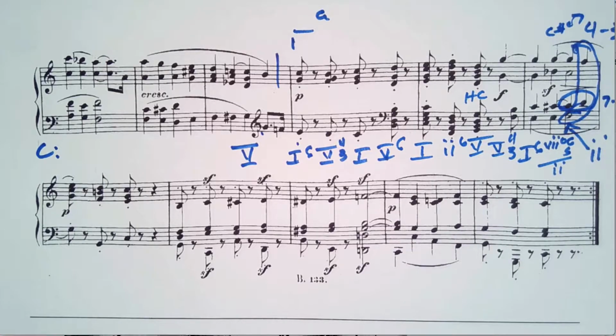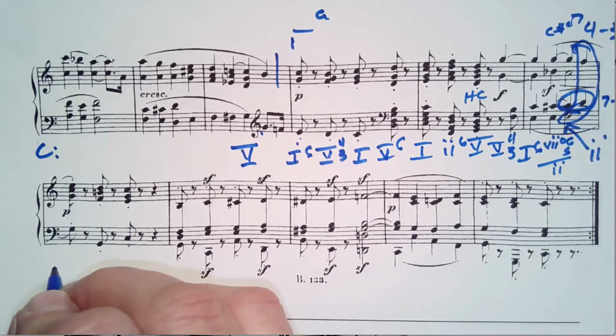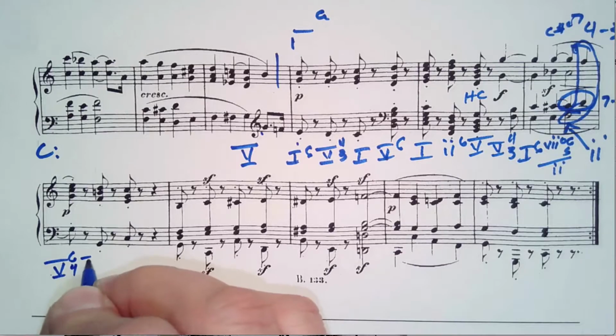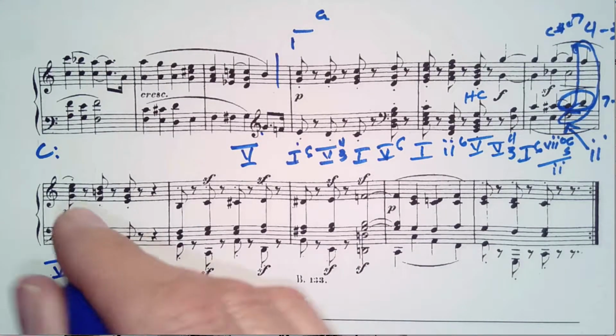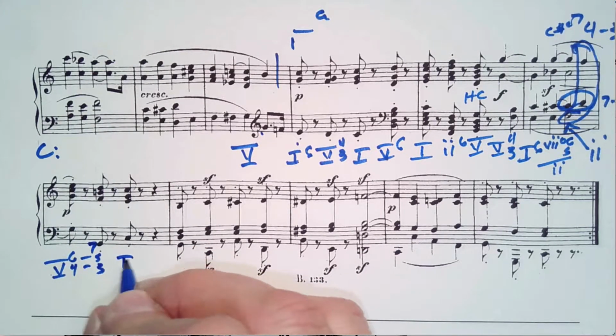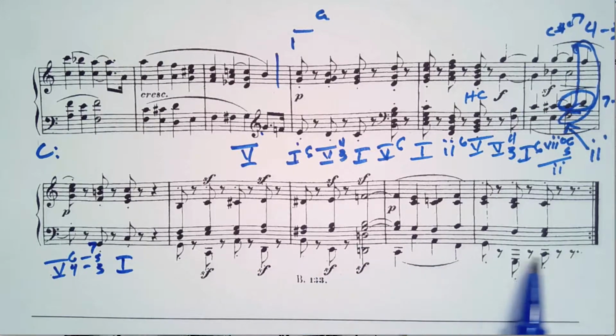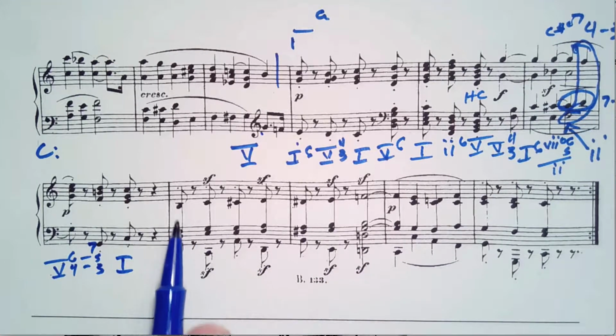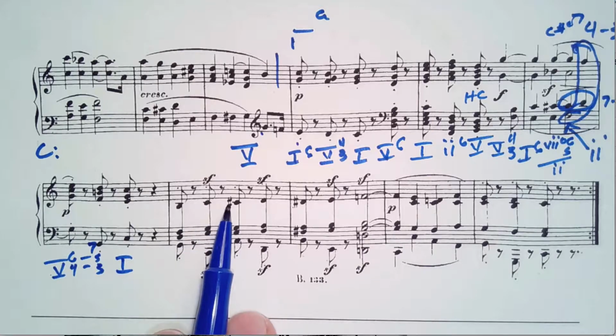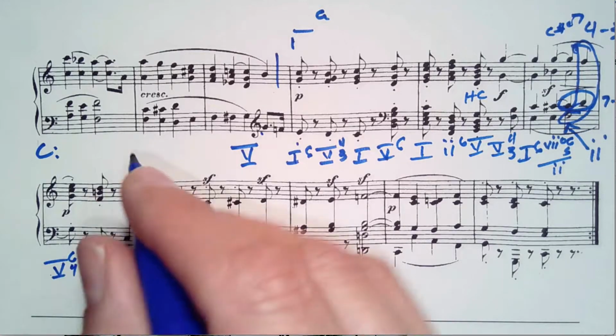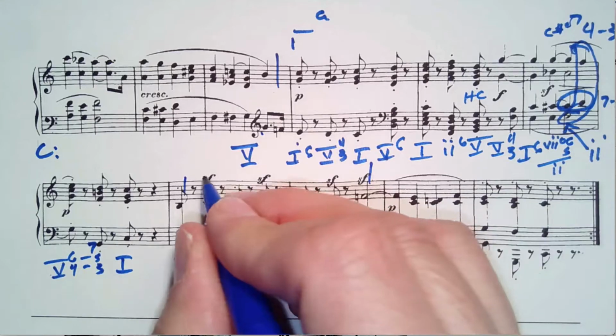So then we've got 2, cadential 6-4, 5-3. We do have a 7th on this, and we go to 1. Now we get this very interesting passage right here, harmonizing a chromatic scale, ascending from B up through F.